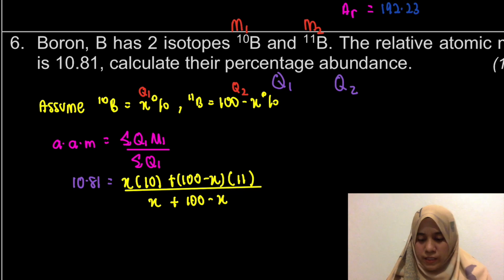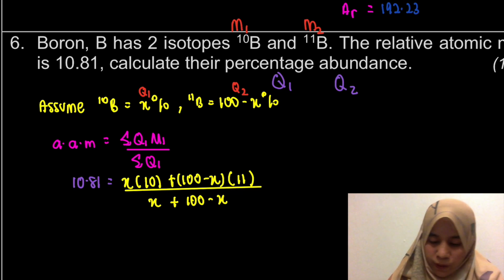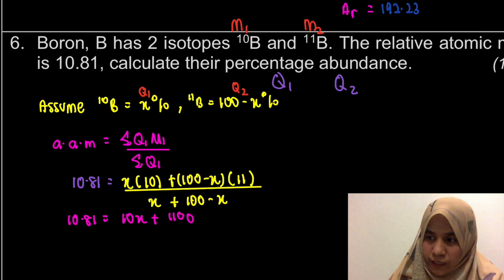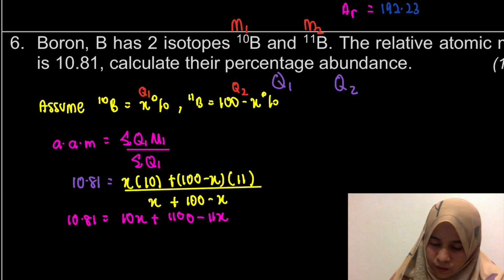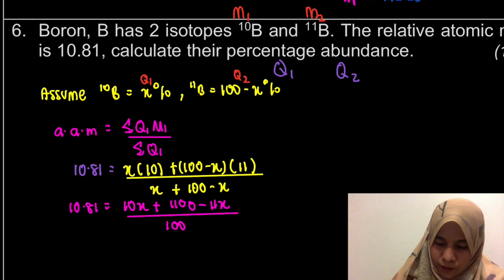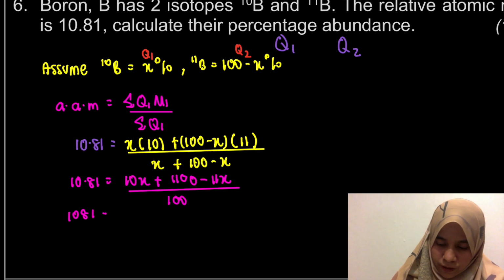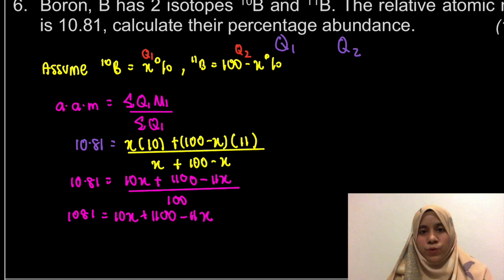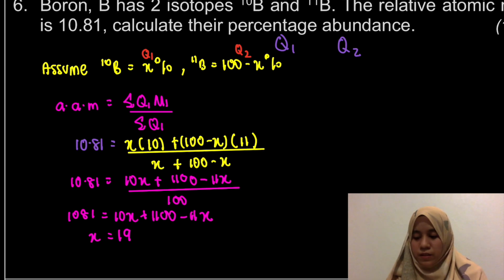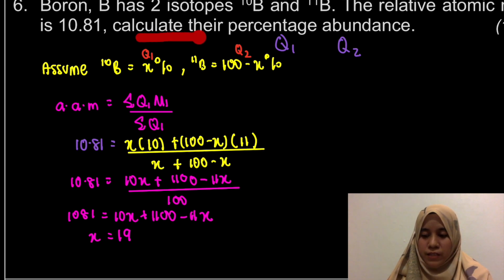Okay, so tak apa. So dekat sini, kalau Miss buat one by one, so here we got 10X plus dengan 110 minus 11X divide by 100. Okay, so sini kita tahu adalah 1081 equals 10X plus 1100 minus 11X. So when we do rearrangement, then we will get our X is equal to 19. Okay, but that is not the final answer, sebab dia minta calculate the percentage abundance.